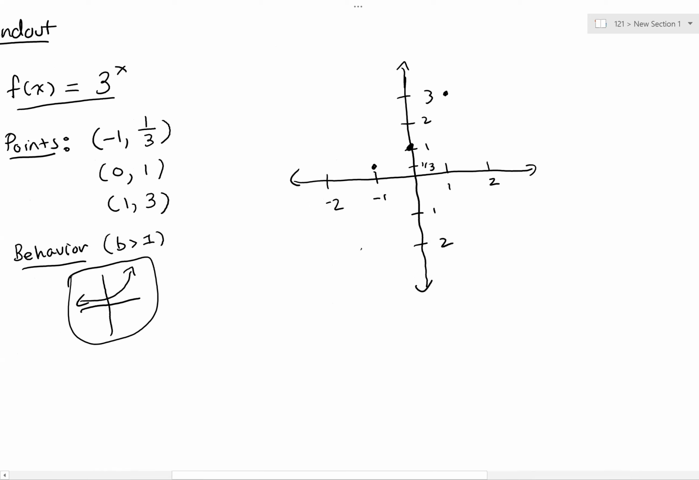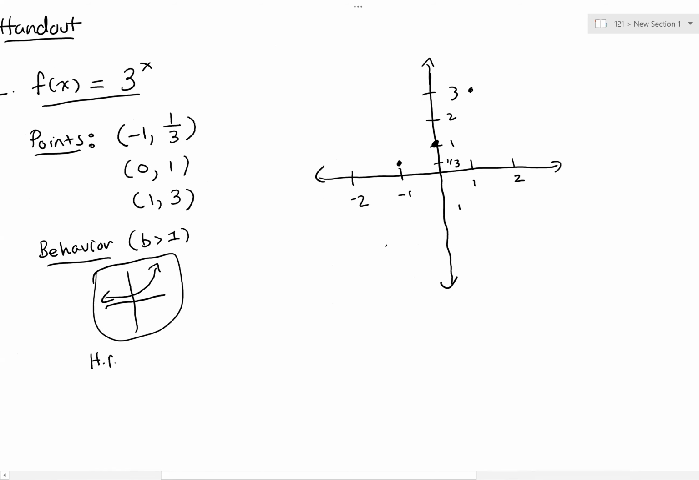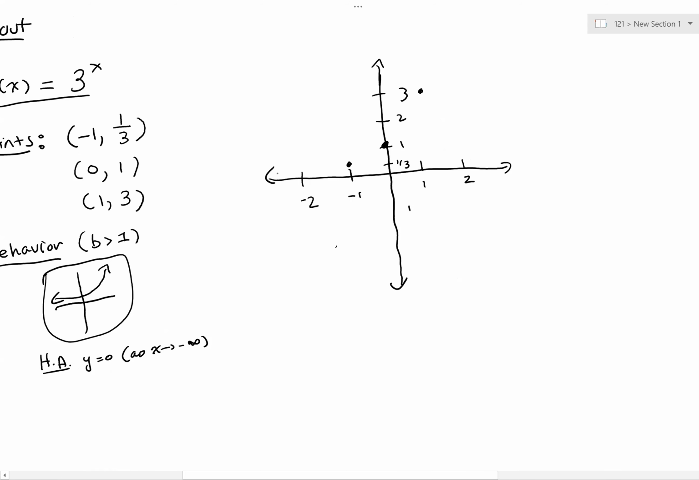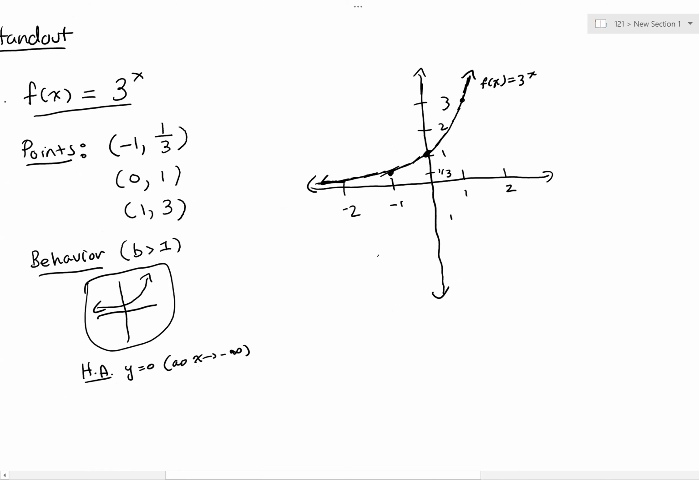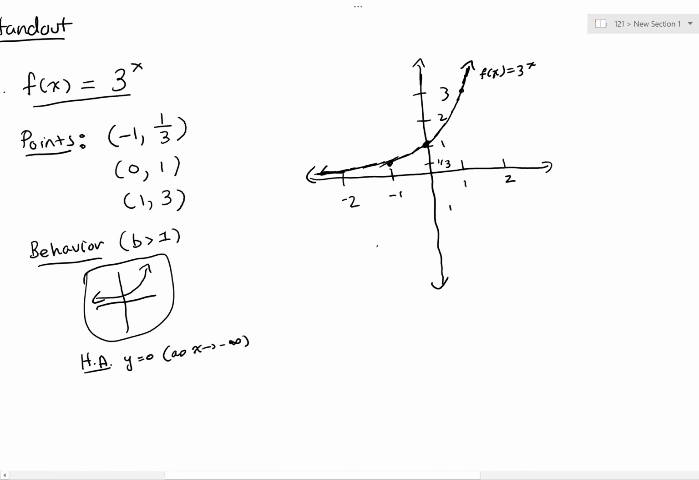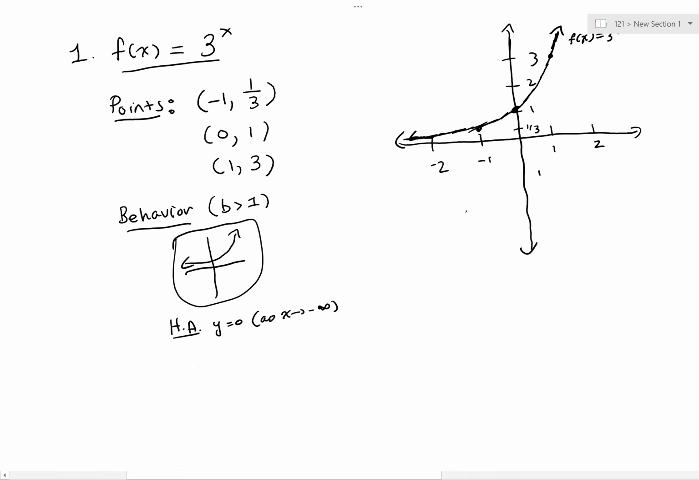Remember, this function has a horizontal asymptote at y equals 0. And this will be to the left, so as x goes to -infinity. So we can see that happening here. I'm going to have to get really close to the x-axis here eventually, to the left. Then you just connect those points in a nice smooth manner. And that will be the graph of f of x is equal to 3 to the x. Again, its domain is -infinity to infinity, and its range is 0 to infinity. So that's the first one.